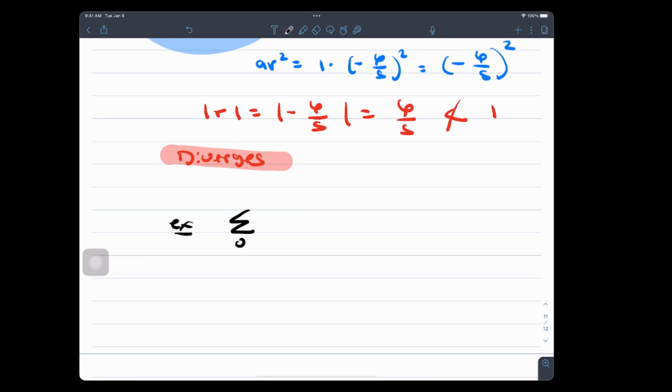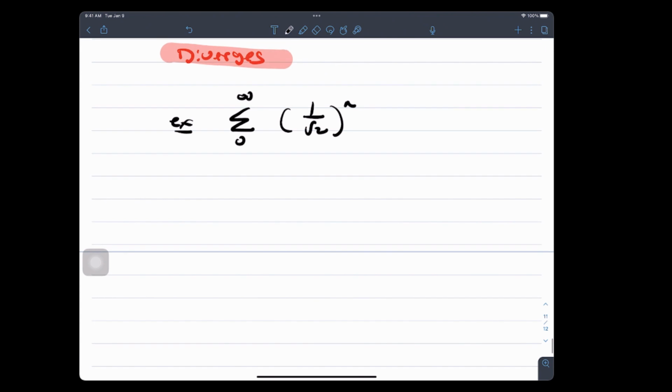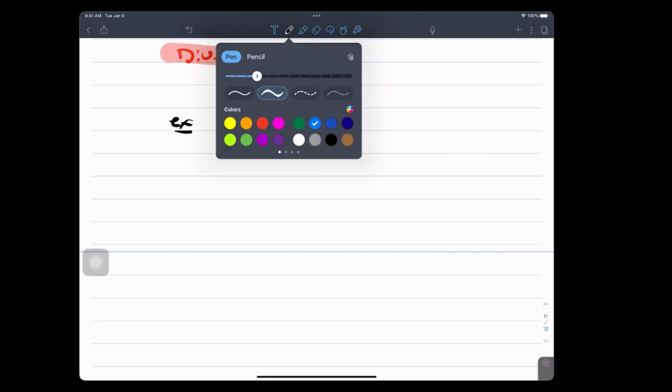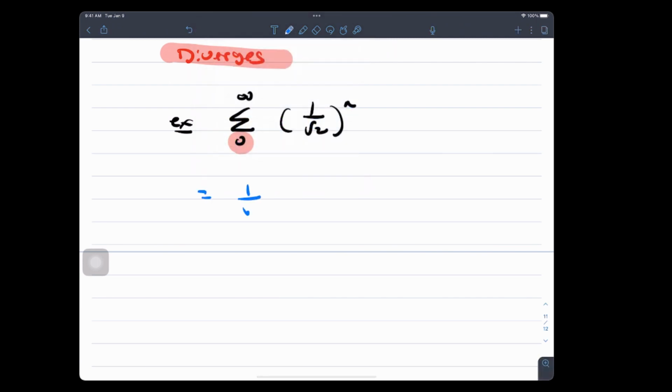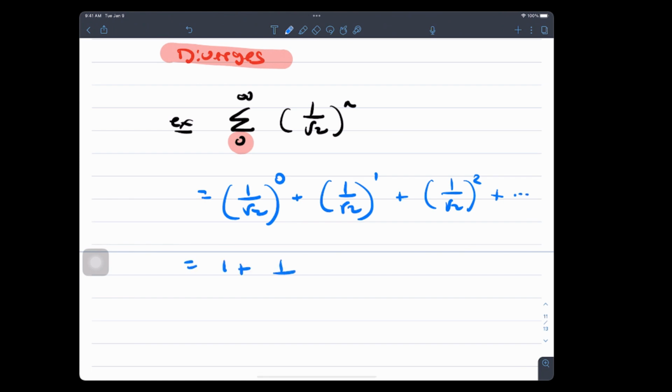Sum, 0 to infinity, 1 over the square root of 2 to the nth power. And notice this here. Notice where you start in this one. You start at 0. So you can start at 0. That means I have 1 over square root of 2 to the 0, 1 over square root of 2 to the 1, 1 over square root of 2 squared, and then that goes on forever. Which is 1 plus 1 over the square root of 2.